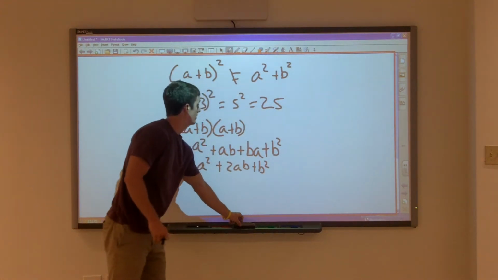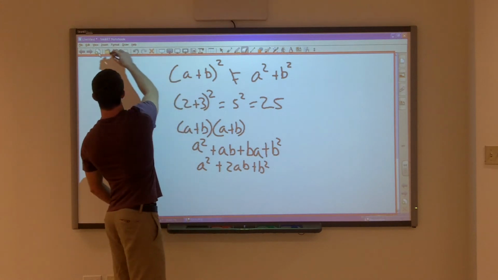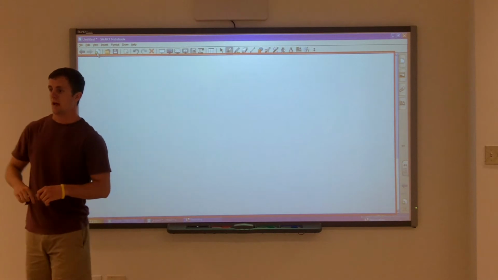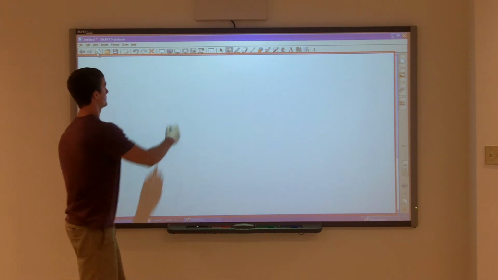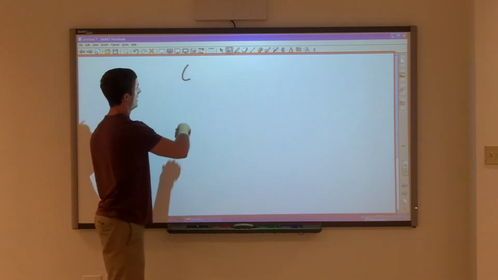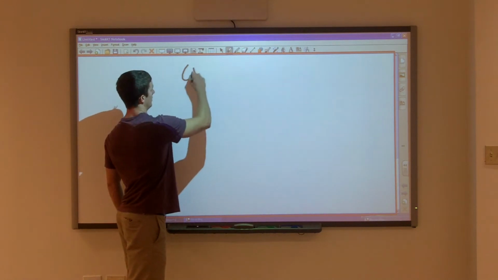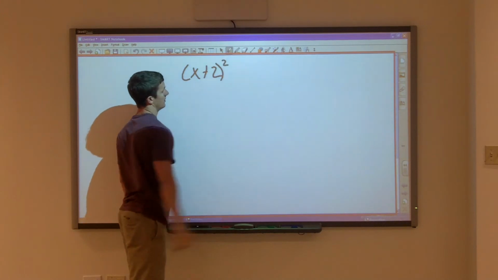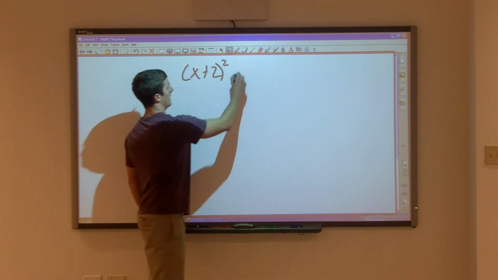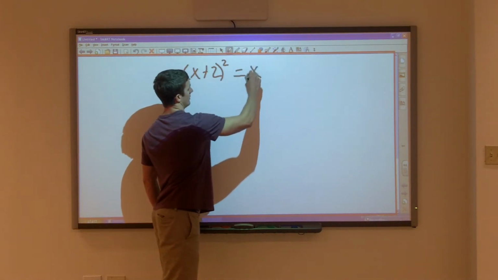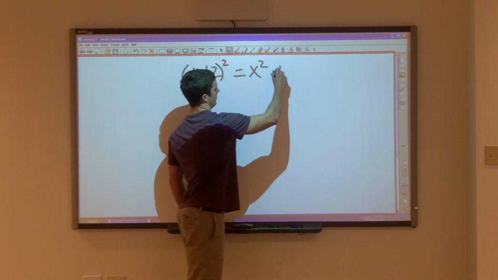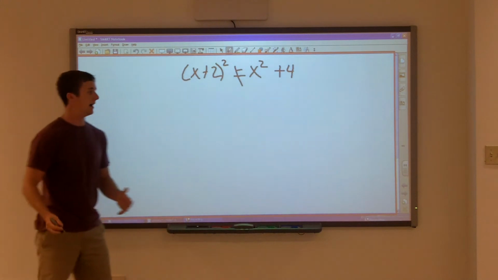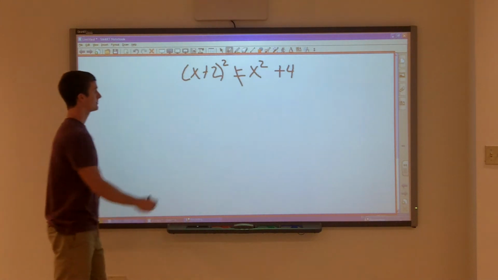So, let's move on to another example. For our next example, similar to a plus b squared, we're going to have x plus 2 squared. And again, this is not simply written as x squared plus 4. We know that's not true. We just looked at why. So let's solve it out the other way.